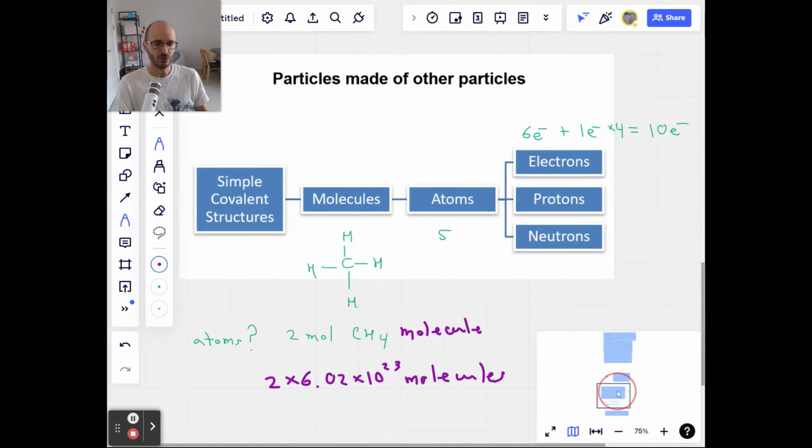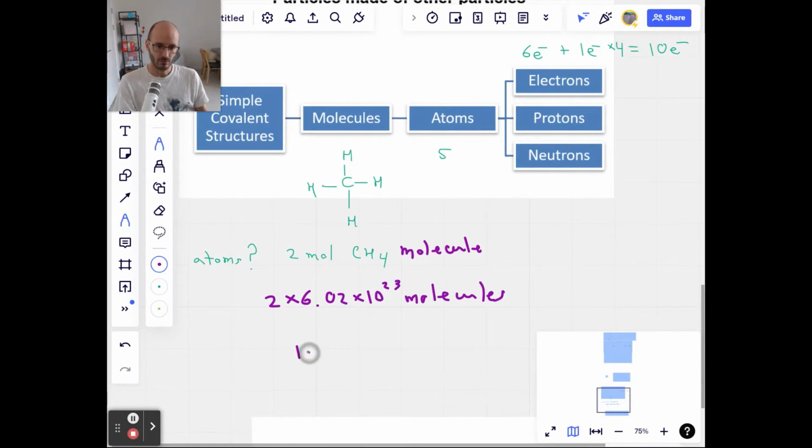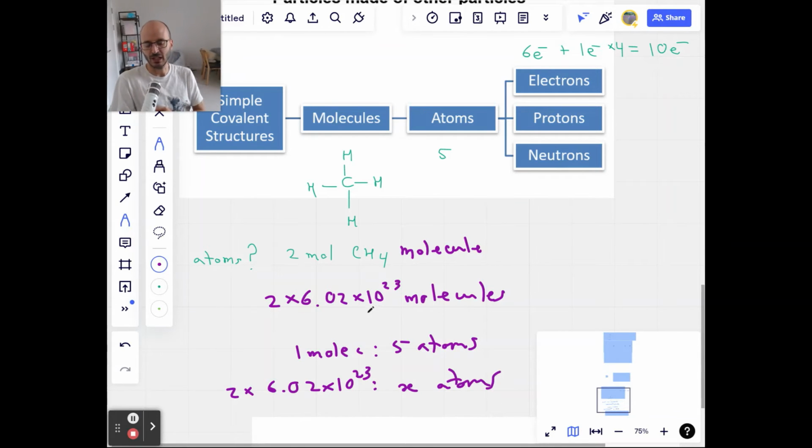Perfect. Now we know that 1 molecule has got how many atoms? 5. And therefore, if you have 2 times 6.02 times 10 to the 23, you will have x atoms, which basically means that to the number of molecules, you have to multiply by 5 to get the number of atoms. And that would be the final answer, this number. 2 times 6.02 times 10 to the 23 times 5.